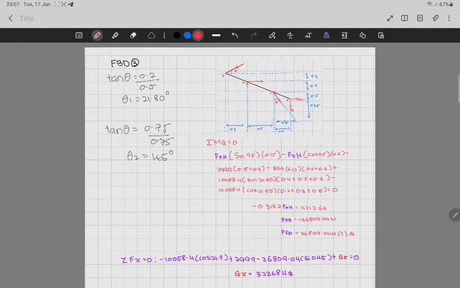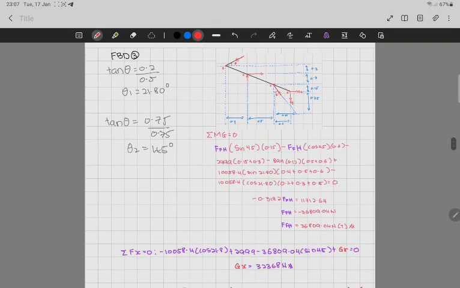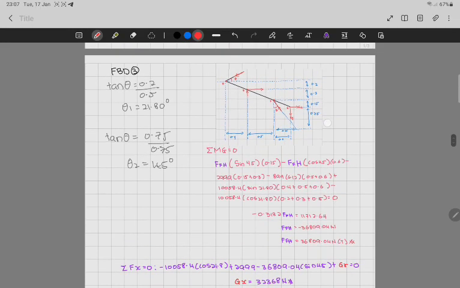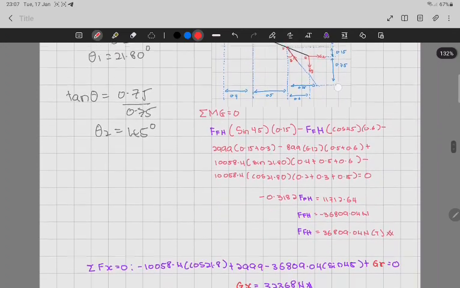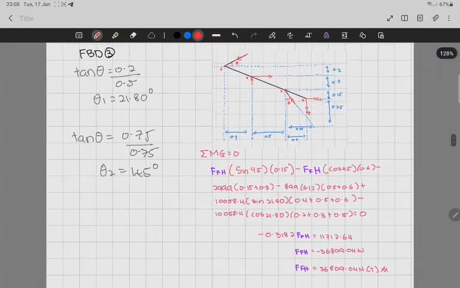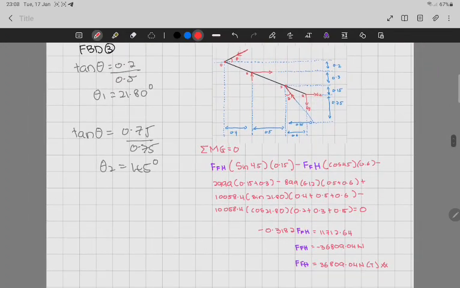At first, what I did is I got the angles theta 1 and theta 2. Theta 1 is 21.80 and the second theta is 45 degrees. So basically it's a formula. So I did the summation. So yes, let's do it.